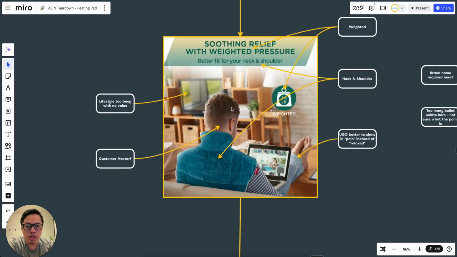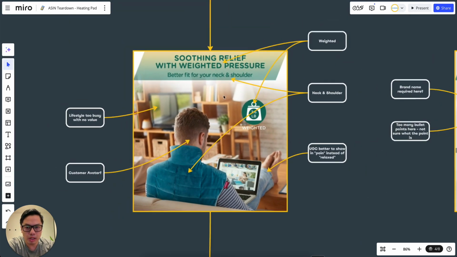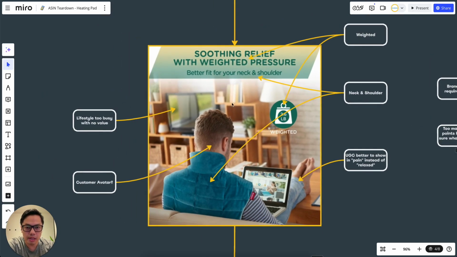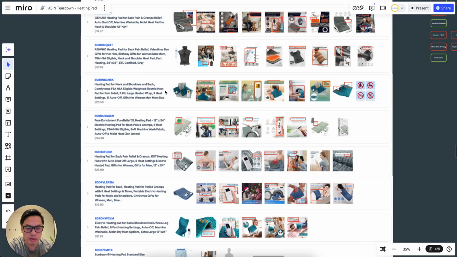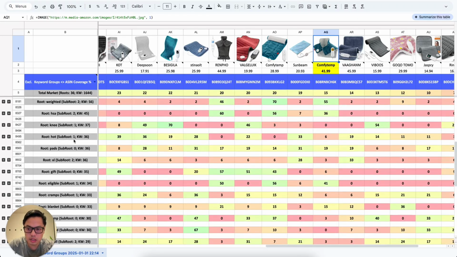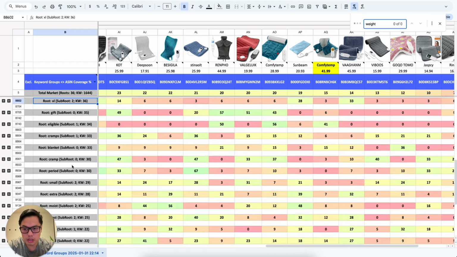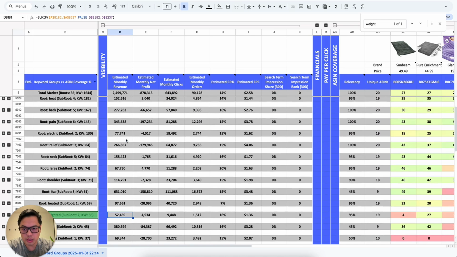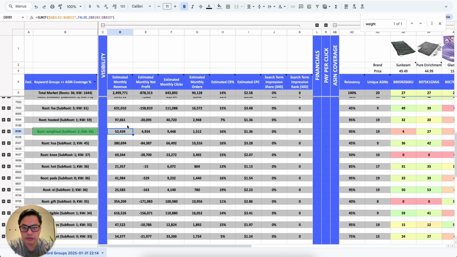So, the first one, soothing relief with weighted pressure. We know that in the keyword group side, they do really well with weighted, and I would still stick with that because there is a whole niche on the weighted pressure part of it. We did notice that it wasn't really a common theme. It wasn't huge here. However, I did see weighted at 52,000. So that's not bad. It's definitely a niche that we can target that's much easier.